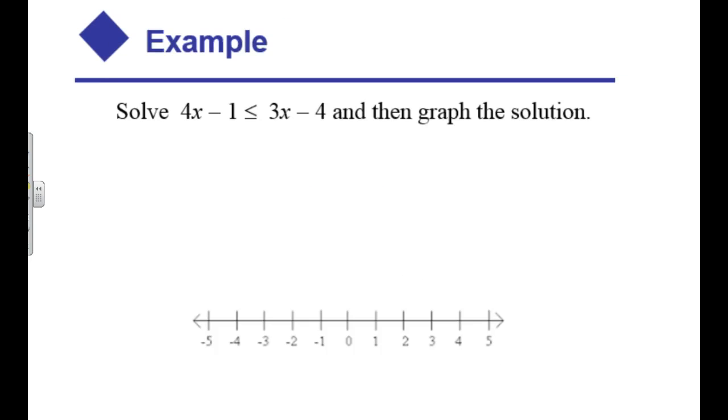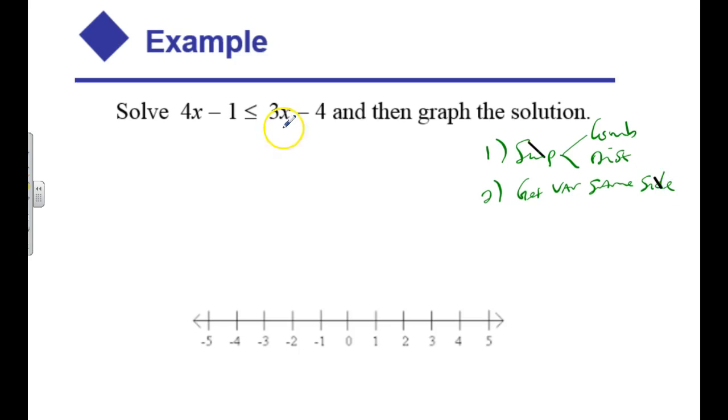So to solve inequalities, it's the same rules for solving equations. And if you watched my earlier video, the first step we want to do is to simplify, which again means to combine or distribute. I should probably distribute and then combine. Step 2 is get all the variables on the same side. So the hint was get rid of the smaller variable. So the smaller variable here is 3x.